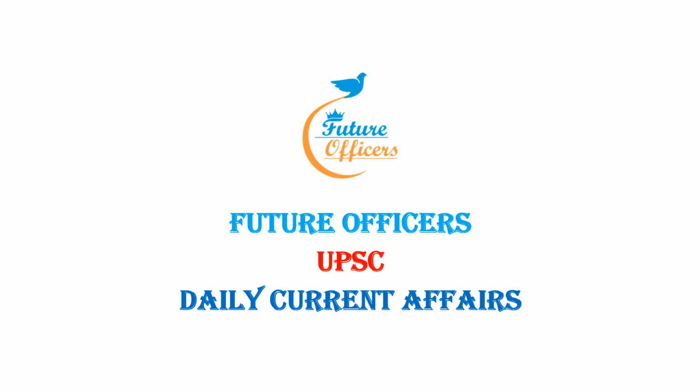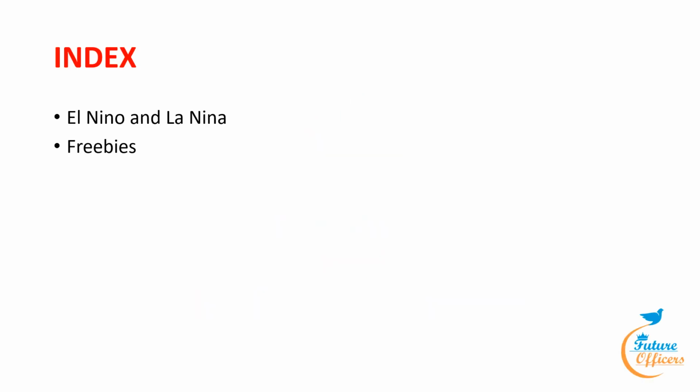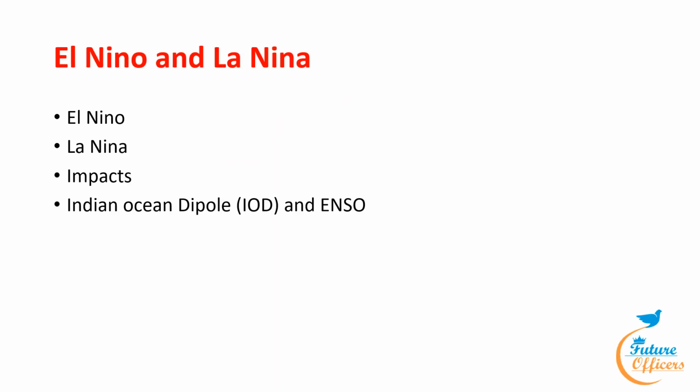Today we are going to see the daily current affairs of 28 May. Today our important topics are El Nino and La Nina, which comes under GS 1 paper. Next is freebies, which comes under GS 2 paper. So now we are going to have a detailed analysis of these two topics. First, our topic is El Nino and La Nina.